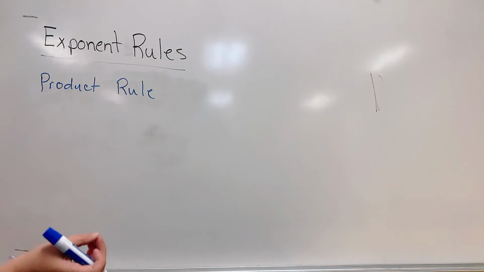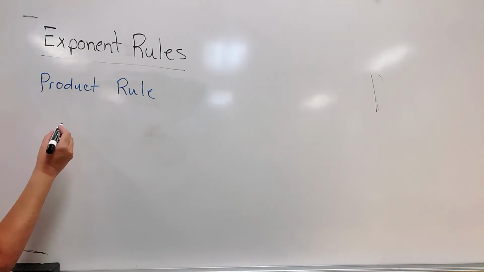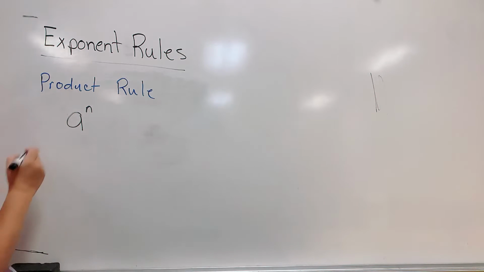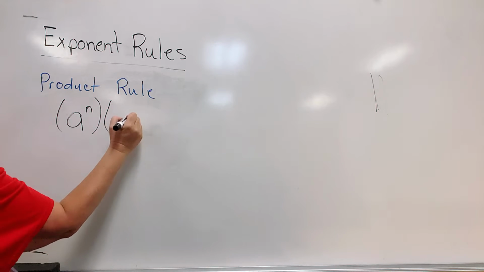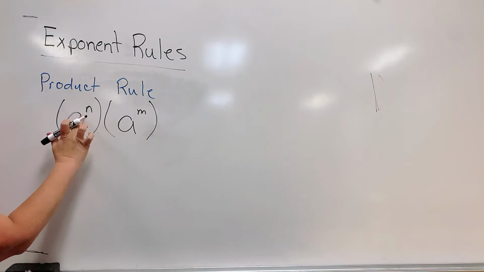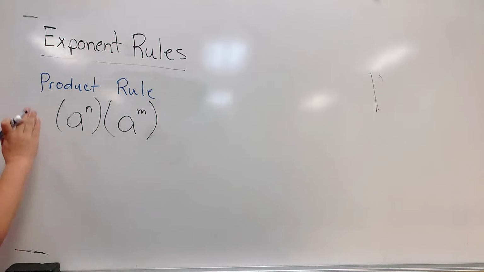Okay, the product rule, what does product mean to us? It means multiplication. So that means that I have variables with exponents, let's say a to the n, and it is being multiplied by a to the m. So you can see they have different exponents or powers, but they have the same base. So these exponent rules that we're doing here, they only work if you have the same base. They must have the same base. That's something I'm going to put on here.